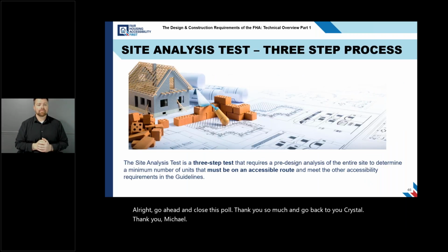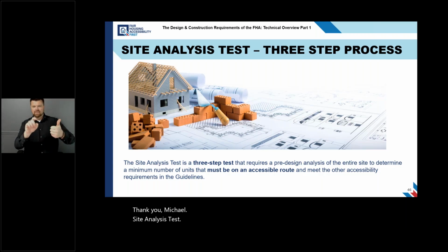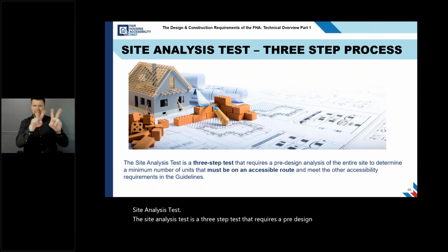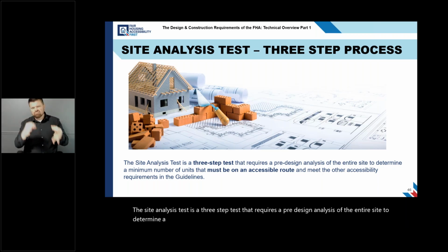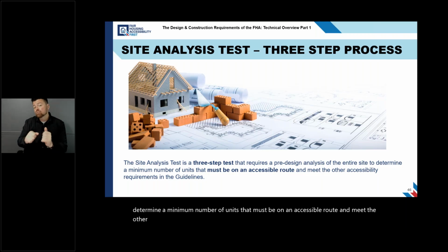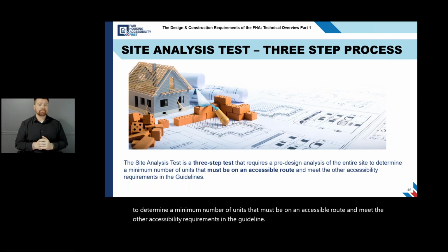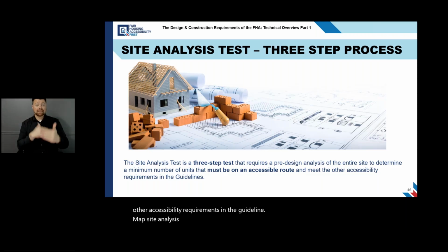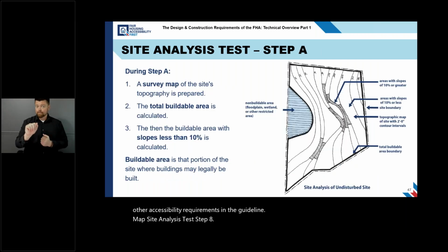Site analysis test, 3-step process. The site analysis test is a 3-step test that requires a pre-design analysis of the entire site to determine a minimum number of units that must be on an accessible route and meet the other accessibility requirements in the guidelines. Now, site analysis test, step A.